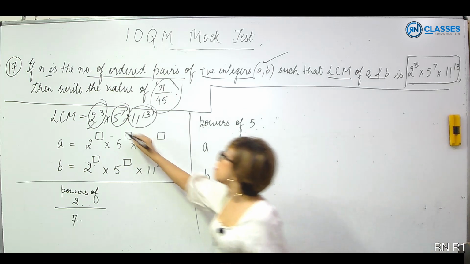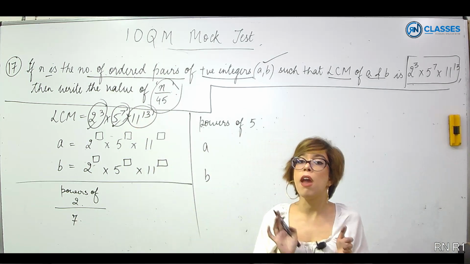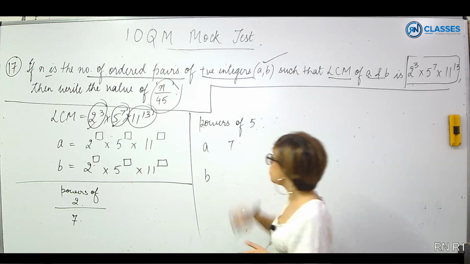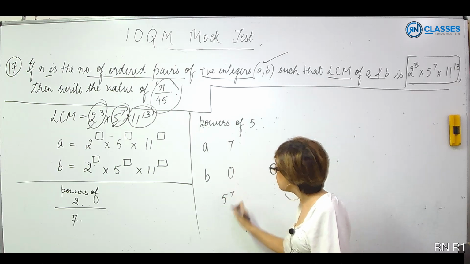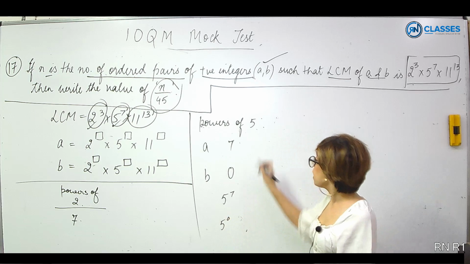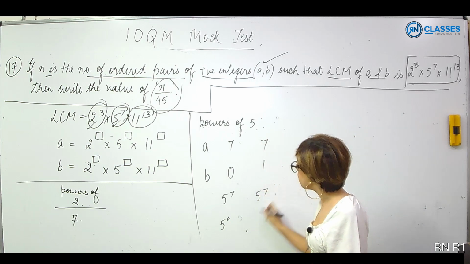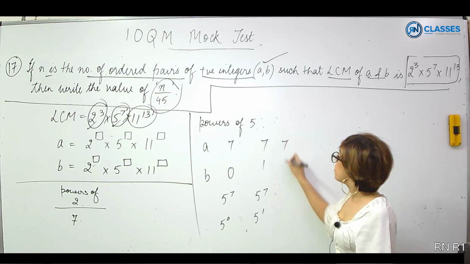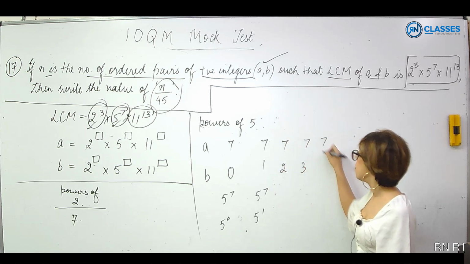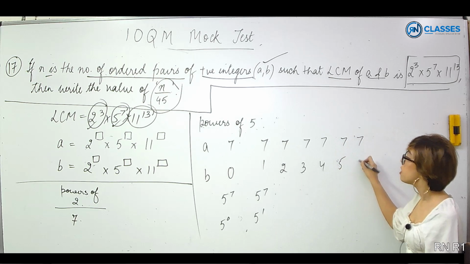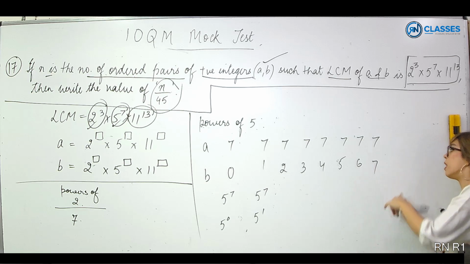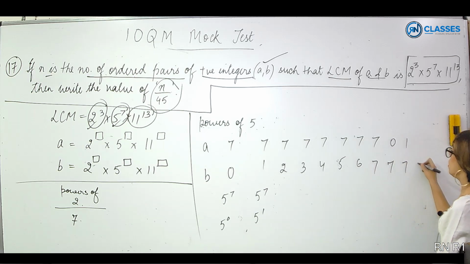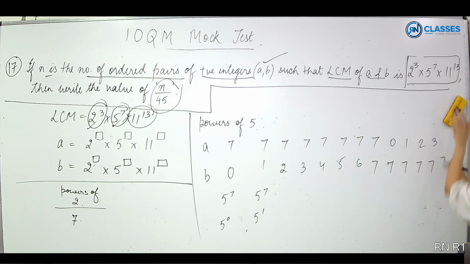Now he says my LCM has 5 raised power 7. That means the highest of the powers is 7. Maybe A has 7. Corresponding to this, maybe the power here is 0. So that means 5 raised power 7, 5 raised power 0. Another case, 7 and 1, as in 5 raised power 7, 5 raised power 1. Next, 7, 2, 7, 3, 7, 4, 7, 5, 7, 6, 7, 7. Now obviously I cannot go 7, 8. I need to reverse it now. 7, 0, 7, 1, 7, 2, 7, 3, 7, 4, 7, 5 and 7, 6.